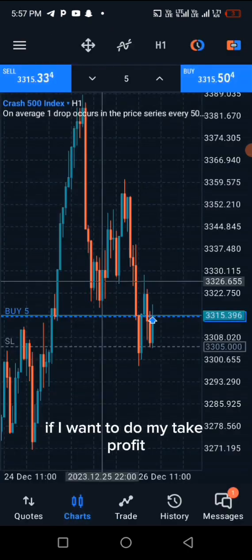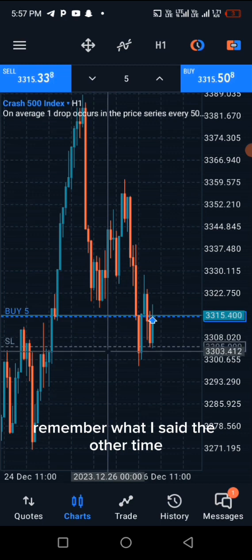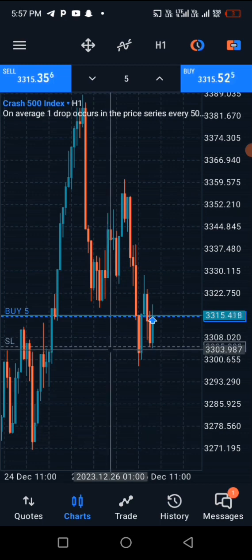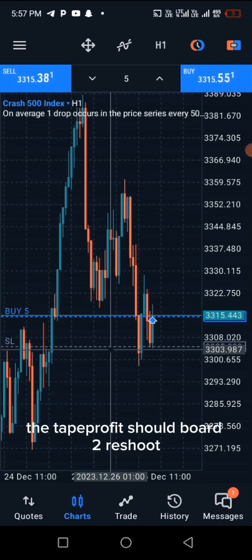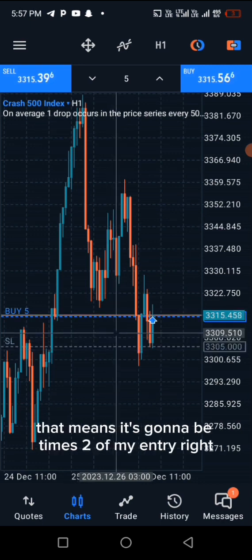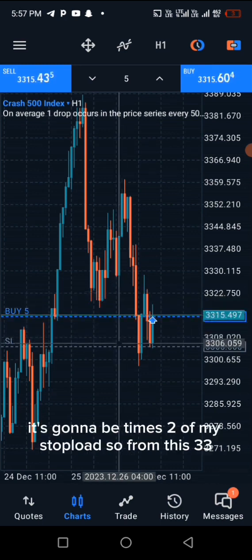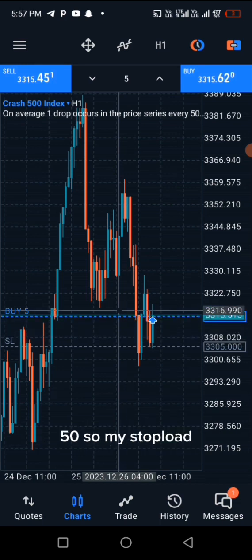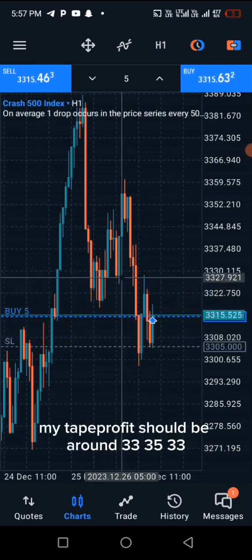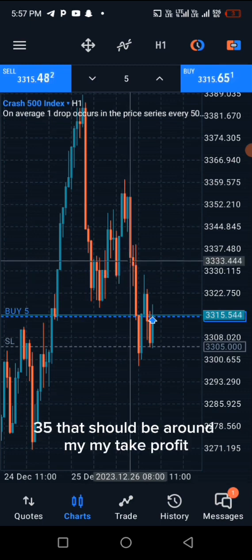Now if I want to set my take profit, remember what I said the other time: my stop loss to take profit is 1:2. My stop loss should be 1 ratio, the take profit should be 2 ratio. That means it's going to be times 2 of my stop loss from my entry. So from this 33.15, my take profit should be around 33.35.